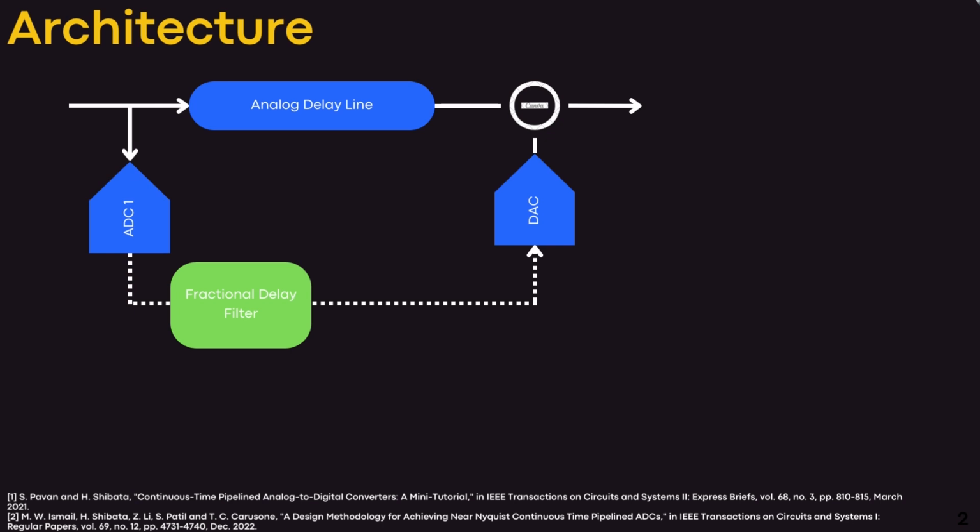The samples generated by ADC1 are converted back to an analog signal by DAC1 and then subtracted from the delayed version of the input signal to create a residue signal, which mimics the ideal residue at the sampling instant. To further fine-tune this, we added a digital fractional delay filter to perfectly match the two paths.